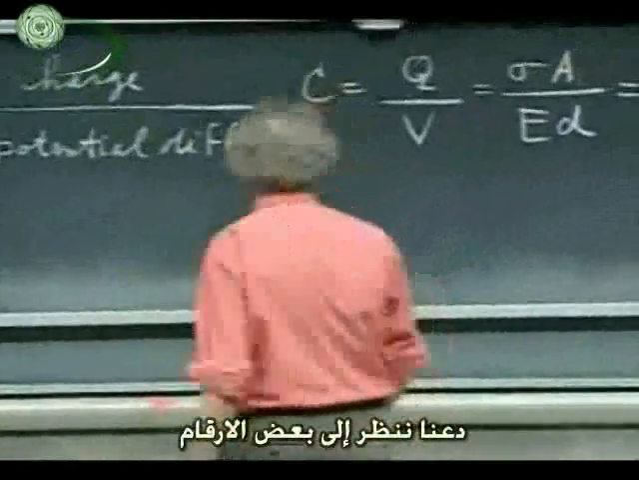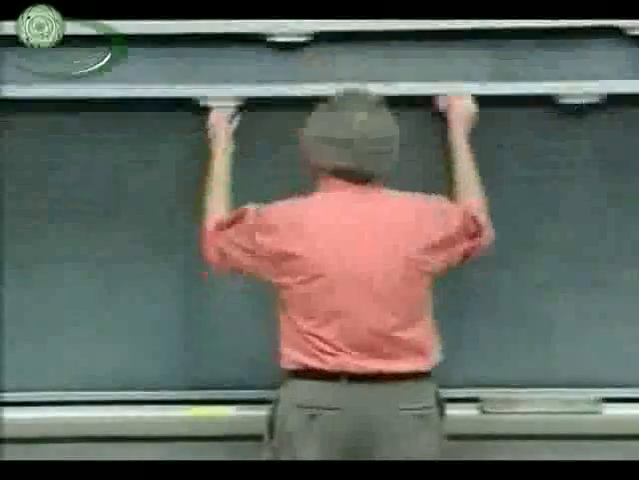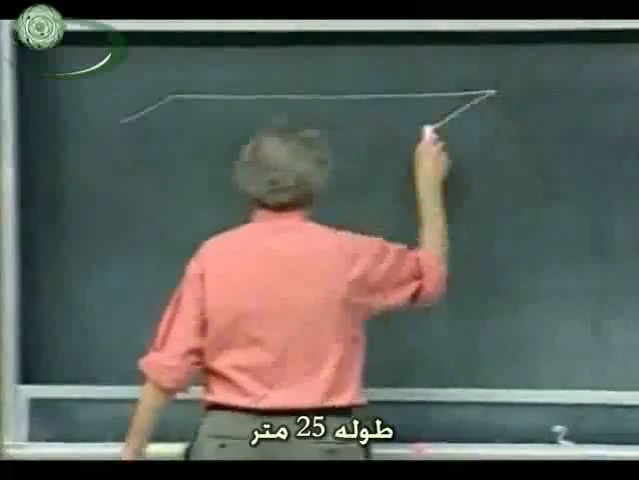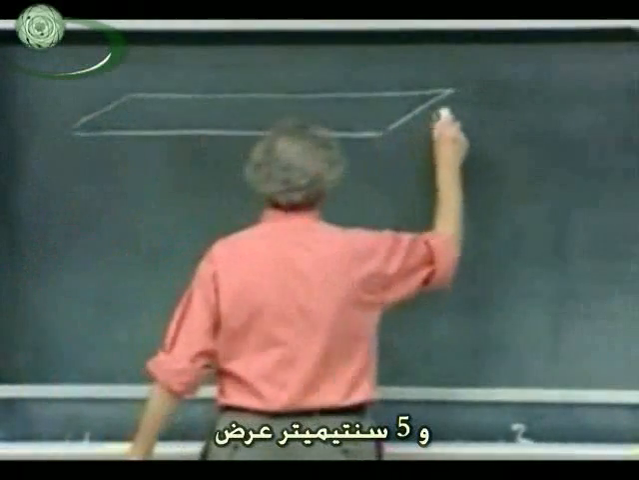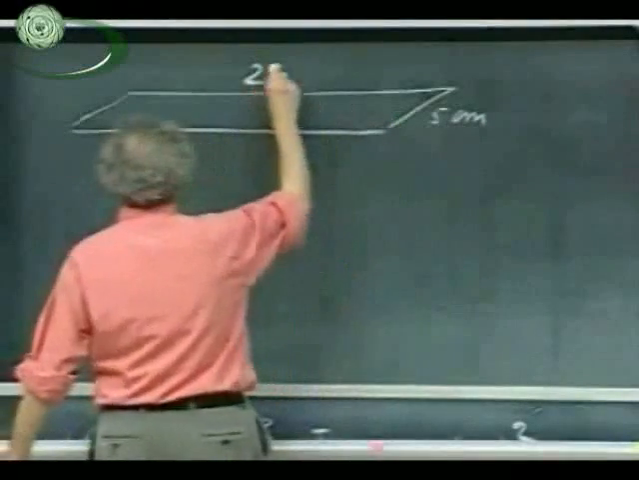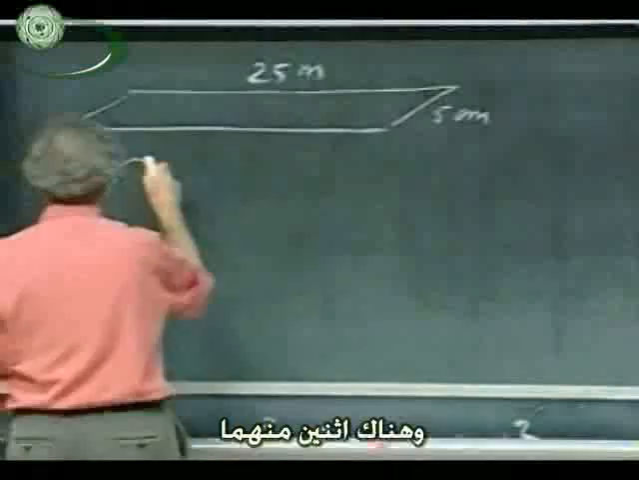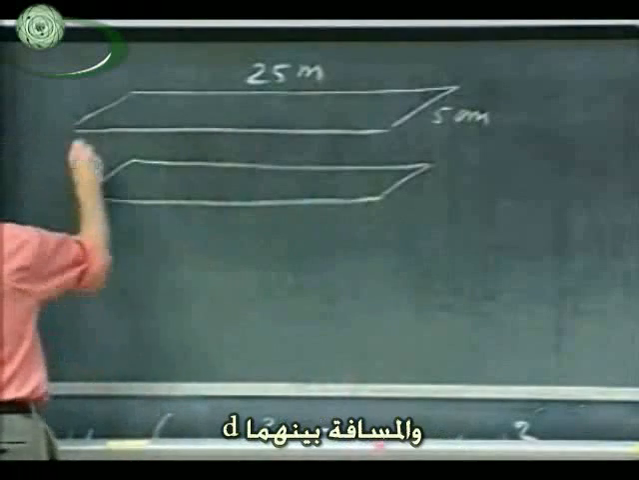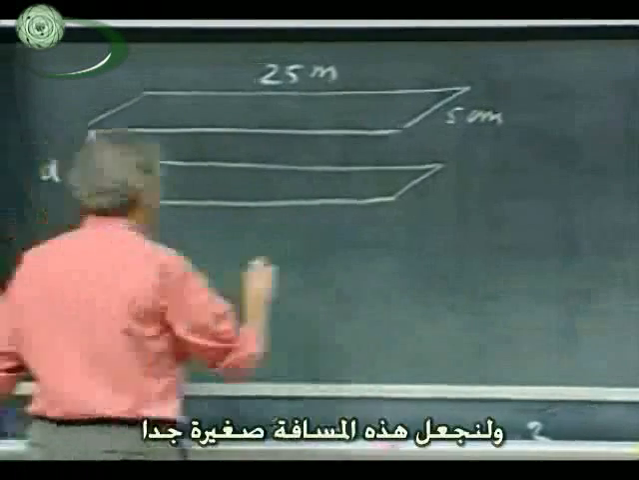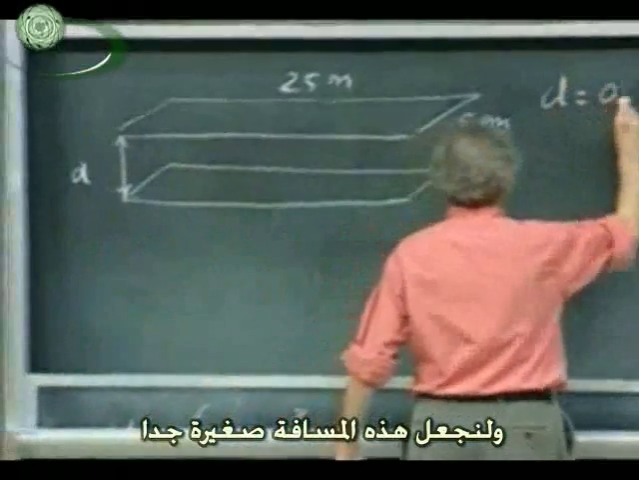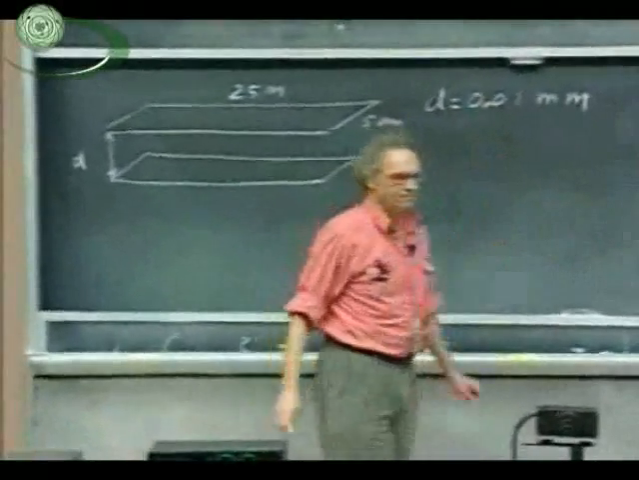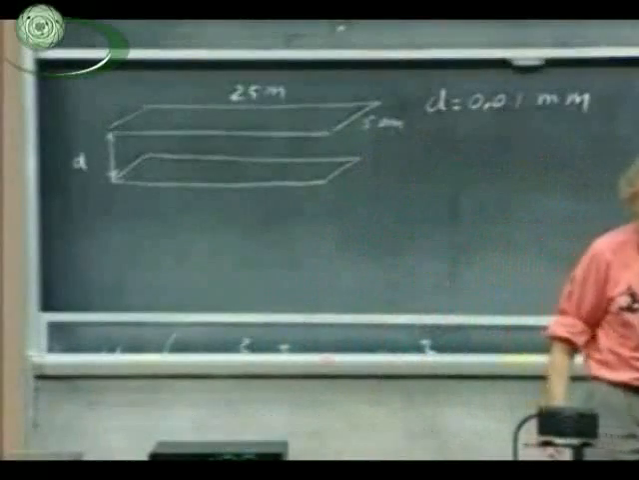Let us look at some numbers. Suppose I have a plate, very large, 25 meters long and 5 centimeters wide. I have two of them, called a plate capacitor. And let the distance between them, d, let's make it very small, because we want a real big capacitor, 0.01 millimeters. Very small gap between them.